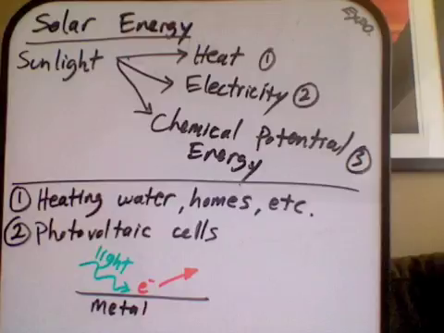The third way we get energy from sunlight is as chemical potential energy stored in plants. Plants know how to do photosynthesis. As you all know, that's how they turn sunlight into food. And then we can eat the plants and get that food.